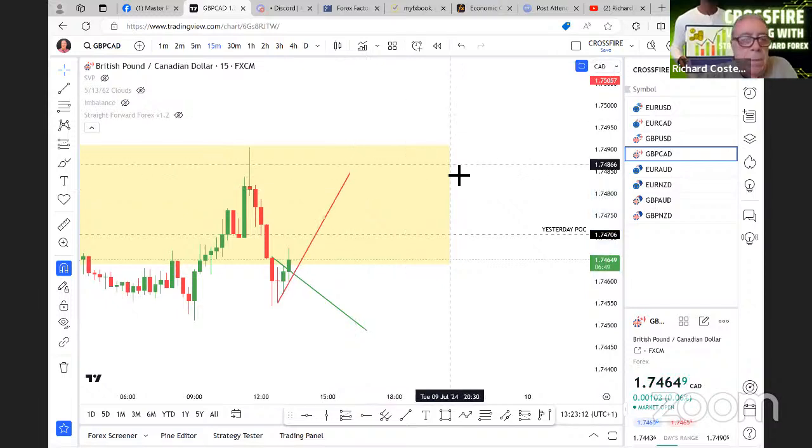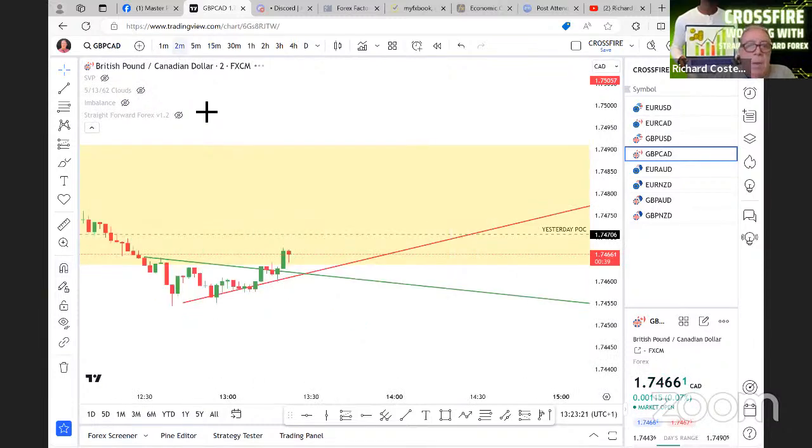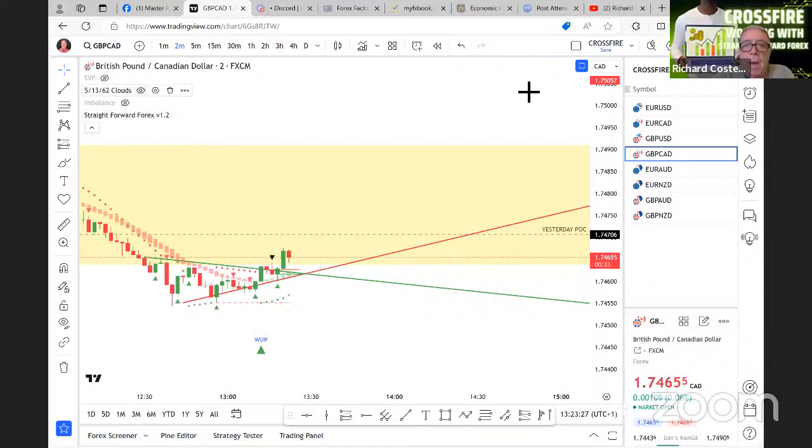Okay, so I've set up all the trend lines on all 4 pairs. I need to knock off the magnet tool. I need to drop down to the 2-minute chart. And I need to add my indicators. So, straightforward Forex, the cloud, and the water atta.